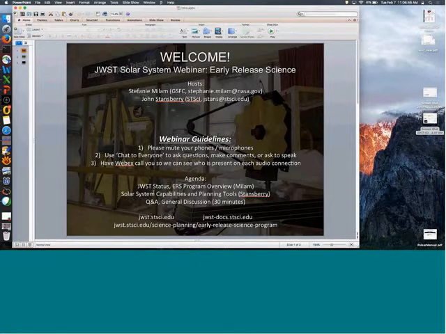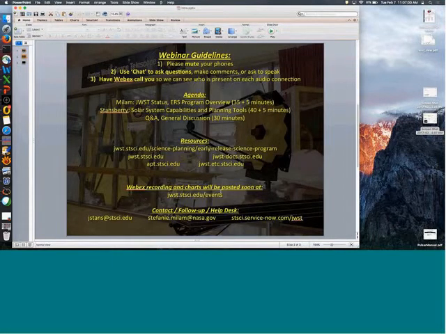And then when Stefanie's done, we'll switch over and I'll give a whirlwind overview of solar system capabilities and planning tools for JWST, and then we'll have a general discussion at the end. We'll do about 5 minutes of questions interleaved with the talks, and then at the end we can have about 30 minutes to discuss.